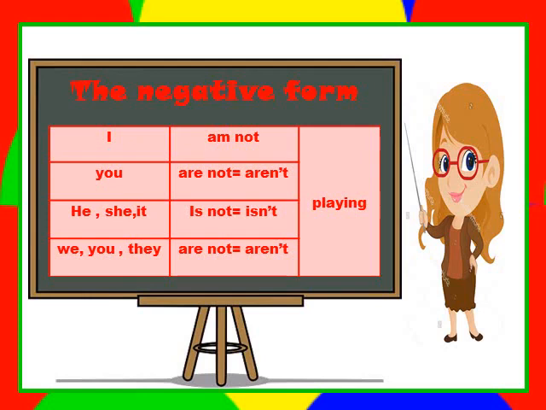Not is for the negative form. And we have also the short form. I can say are not or aren't, is not or isn't. So both of them are correct. You can use any one of them, of course.